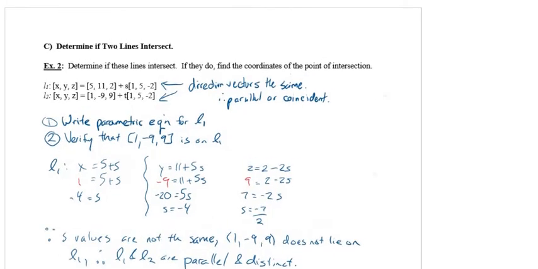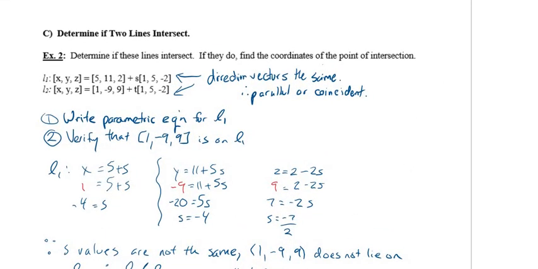So let's take this and let's use this information to help us out here. So example 2 says determine if these lines intersect. If they do, find the coordinates of the point of intersection. So again, as I mentioned, the first step, always take a look at your direction vectors. In this case, they're the same direction vector, which means they have to be scalar multiples. So they're going to be either parallel or coincident. So once we have that, we know that either they are going to have every single point on the line that's intersecting, or none of them are going to intersect.